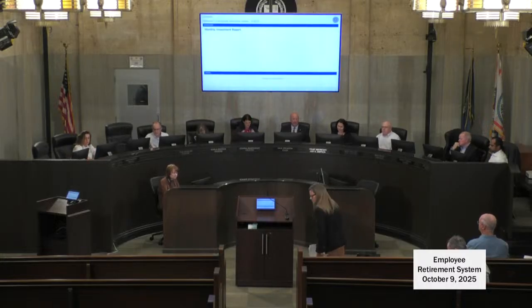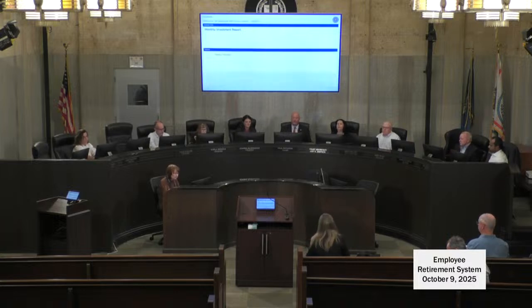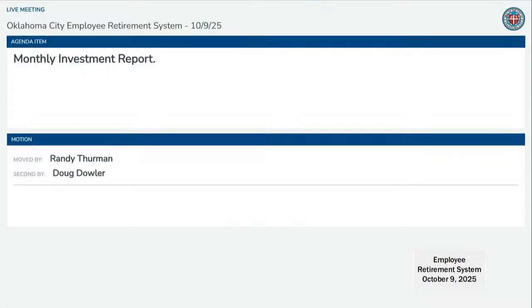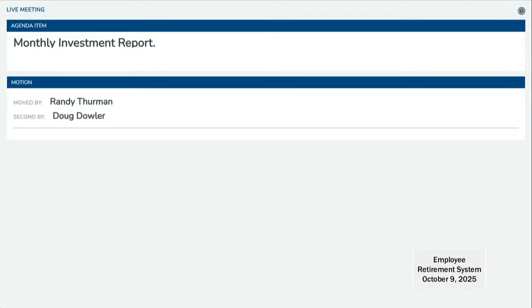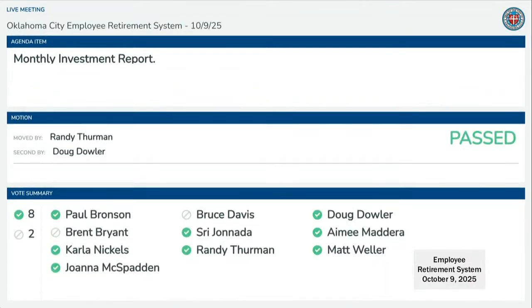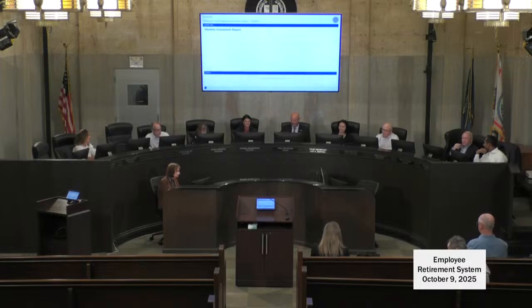Chair will entertain a motion to receive the monthly investment report. We have a motion and a second. Please record your vote. Item is approved. Item number 13 is comments from board, staff, and citizens.